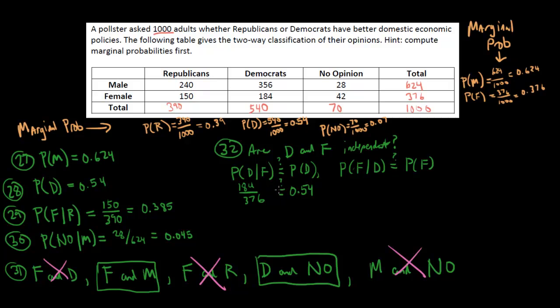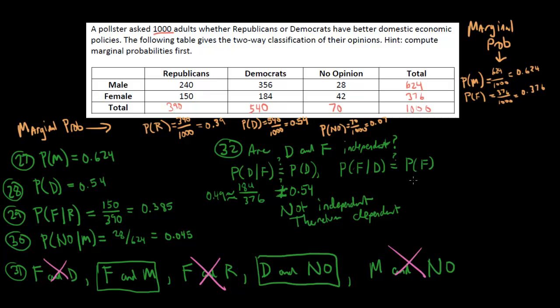Yeah, I don't know off the top of my head. Let's check. 184 divided by 376. And no. This right here is approximately 0.49. So those are not equal. So not independent. So therefore dependent. Okay, so those events are dependent.